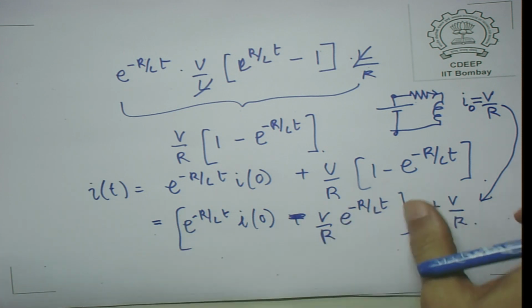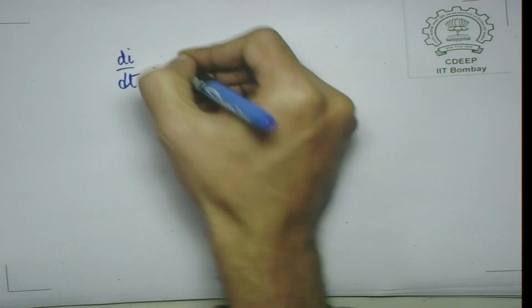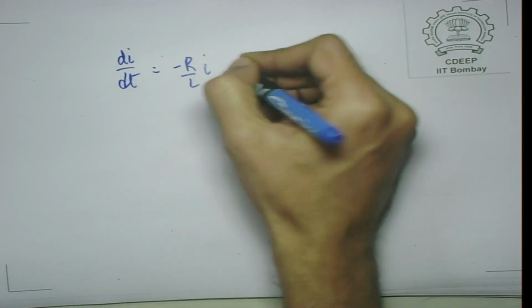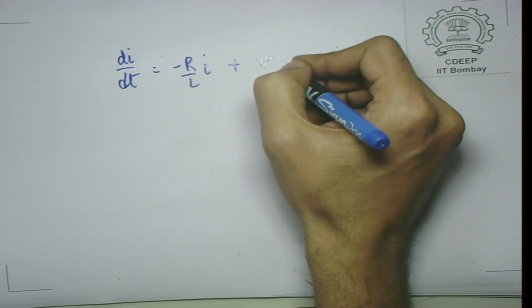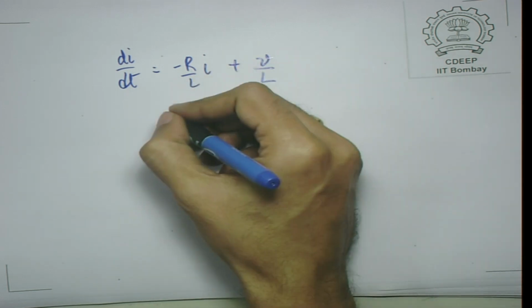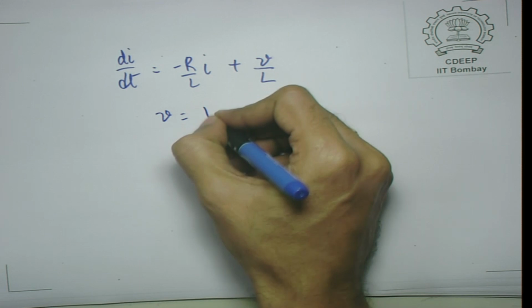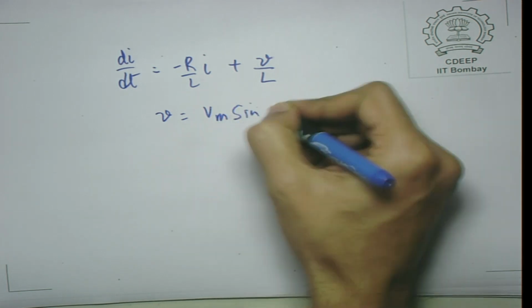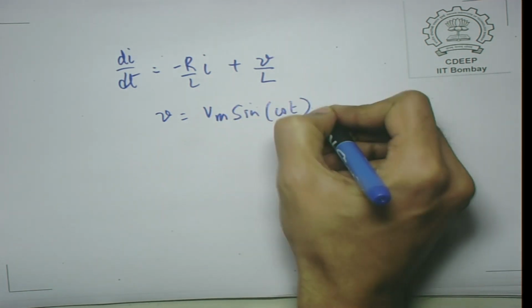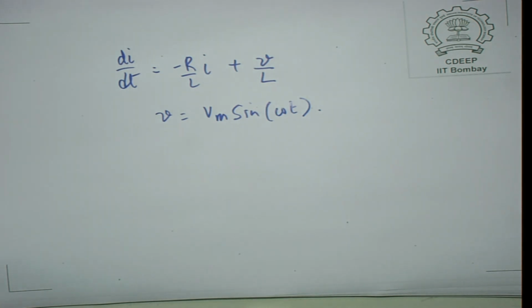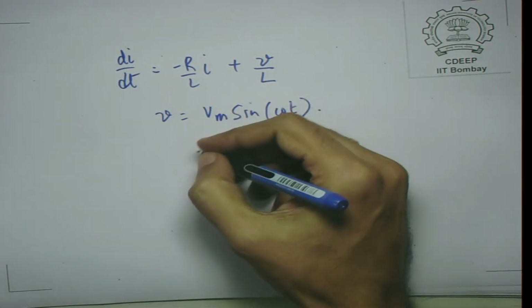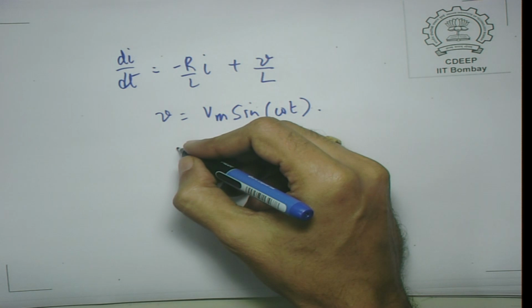In case you had a sinusoidal input, that is, di by dt is equal to minus r by L I plus V, where V is not a DC but a sinusoid, V equal to Vm sin omega t, what happens? Well, the integration becomes a bit more complicated. I will just show you how it will look.